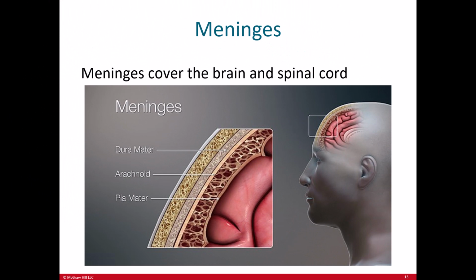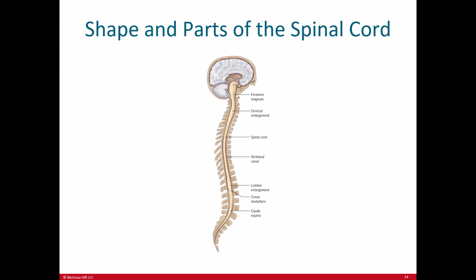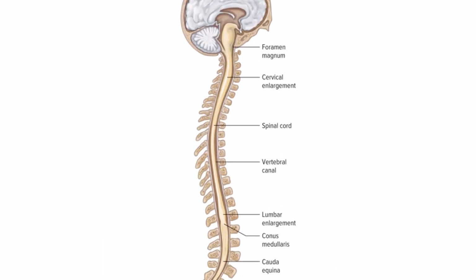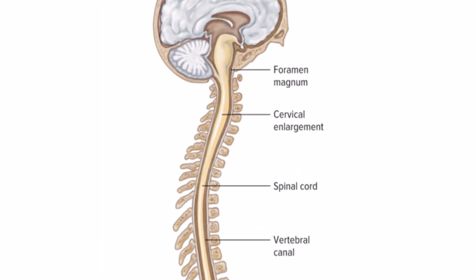Meninges. Meninges are the covering of the brain and the spinal cord. Let's look at the shape and parts of the spinal cord. So here you can see we have the human brain. You can see where the brain stem goes through an opening in the skull called the foramen magnum.